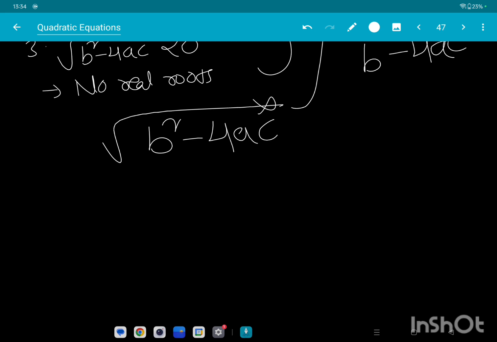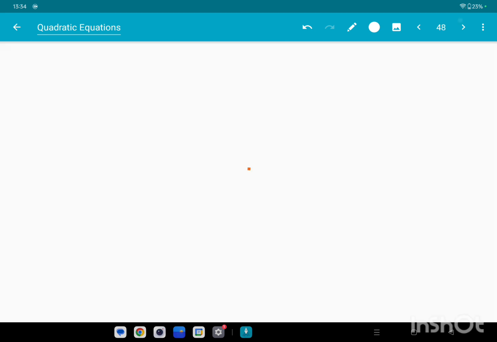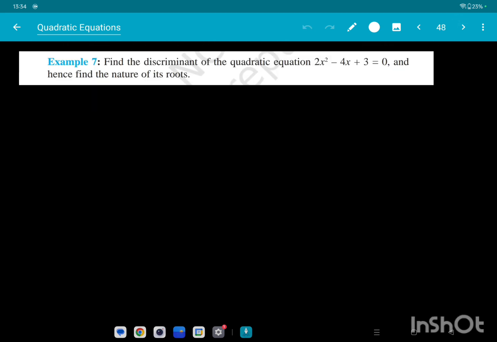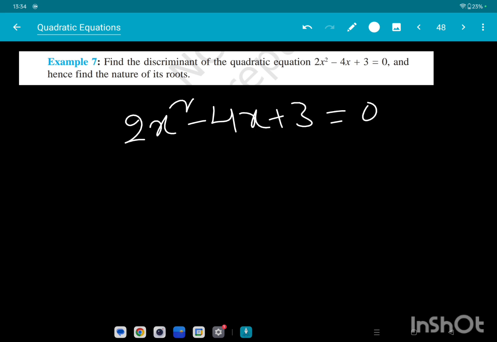Now I will tell you one example. Find the discriminant of the quadratic equation 2x square minus 4x plus 3 is equal to 0, and hence find the nature of its roots. So we need to find the nature also. Here the equation is 2x square minus 4x plus 3 is equal to 0. First we need to write the a, b, c terms. What is the a value here? Coefficient of x square, which is 2, and b is equal to minus 4 and c is equal to 3.